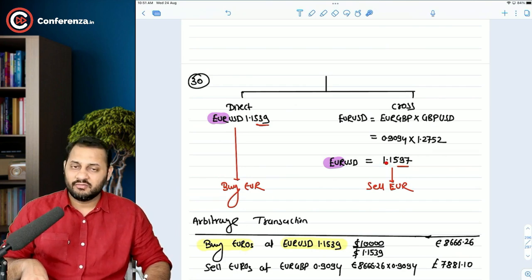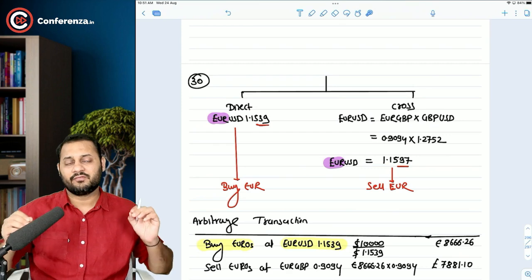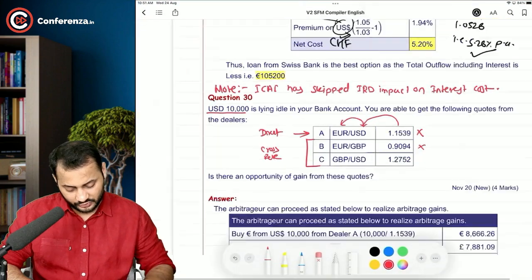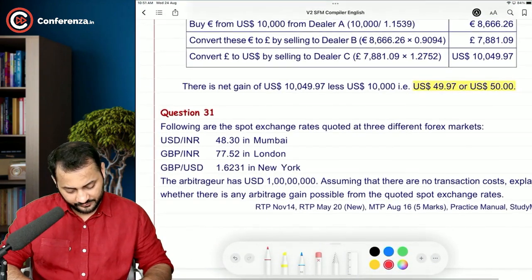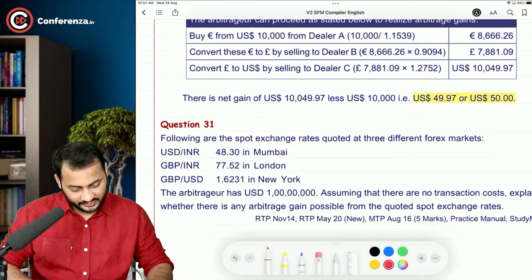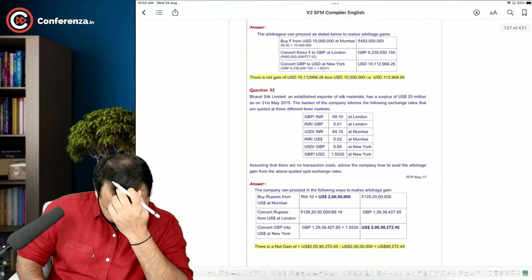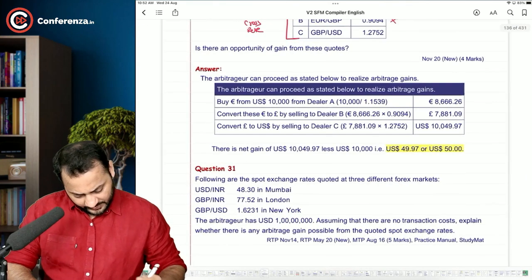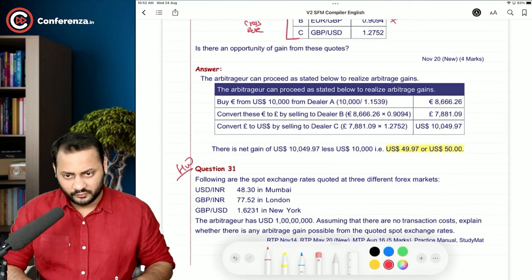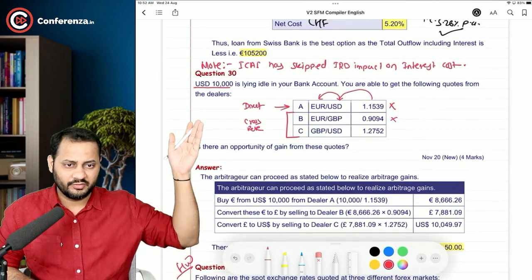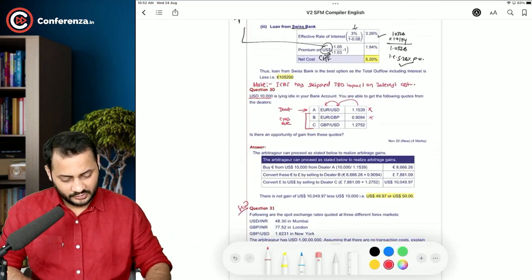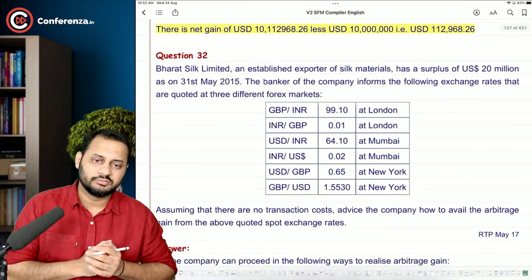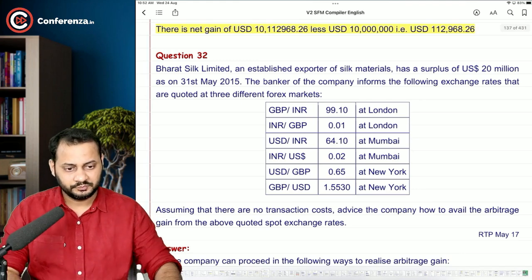That's how we decided. We will take some more questions in order to have more clarity on how to decide the arbitrage transactions. This was question number 30. Let's come to question number 31. I'm keeping this particular problem as homework to you because it is exactly similar to what we have done here. I will take the other question, question number 32, which had some calculations. Have a look.